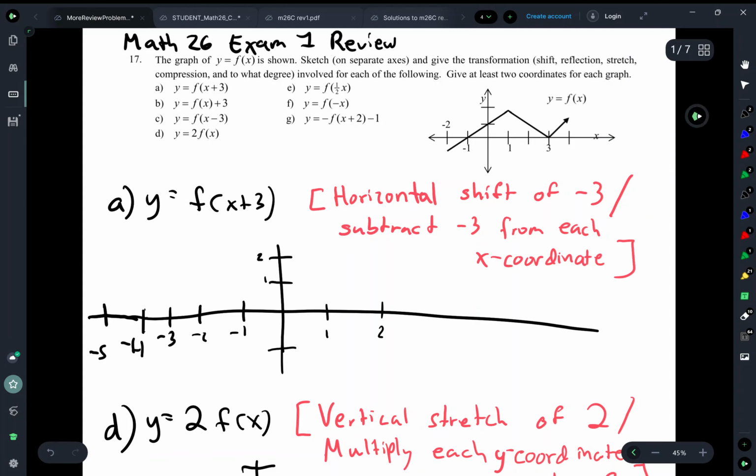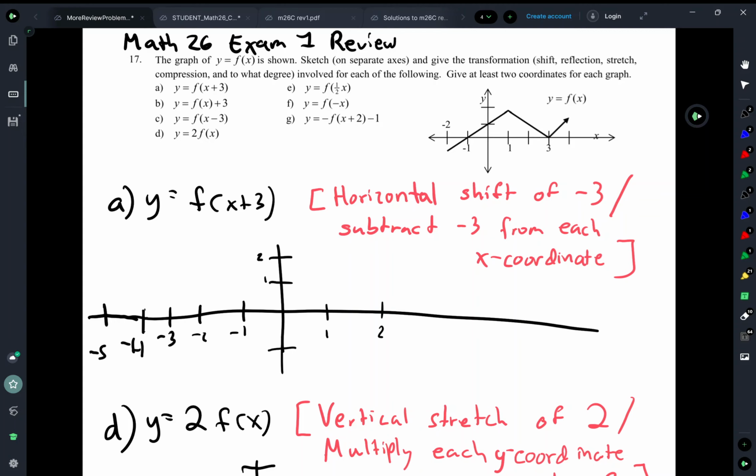In this video, I'm going to cover question 17 from the Math 26 Exam 1 review. The graph of y equals f of x is shown right here. Sketch on separate axes and give the transformation, shift, reflection, stretch, compression, and to what degree involved for each of the following. Give at least 2 coordinates for each graph.